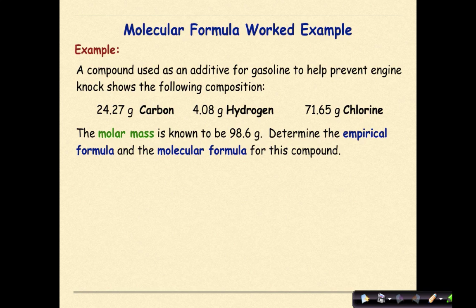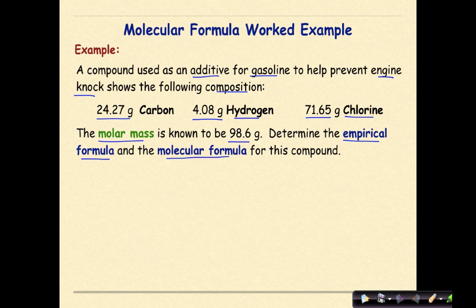A compound is used as an additive for gasoline to help prevent engine knock. It shows the following composition: 24.27 grams of carbon, 4.08 grams of hydrogen, and 71.65 grams of chlorine. The molar mass is known to be 98.6 grams. Determine the empirical formula first and then the molecular formula of this compound.